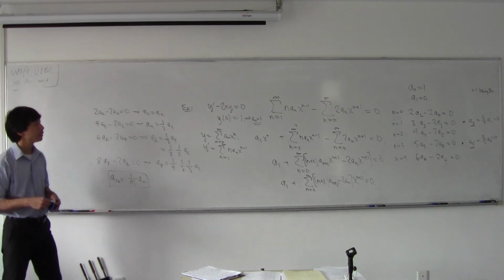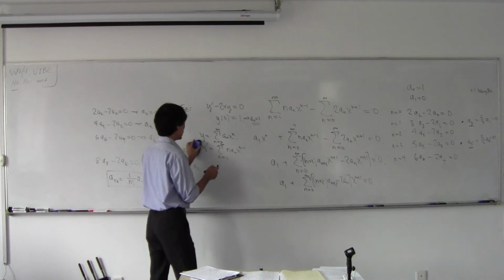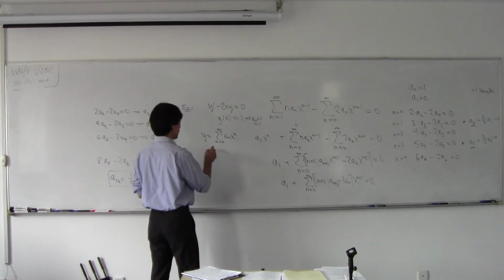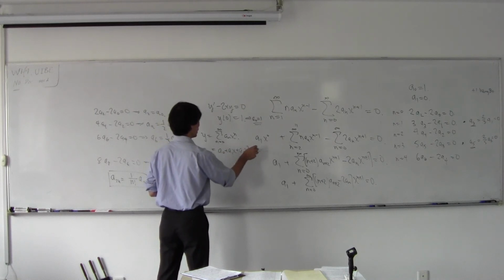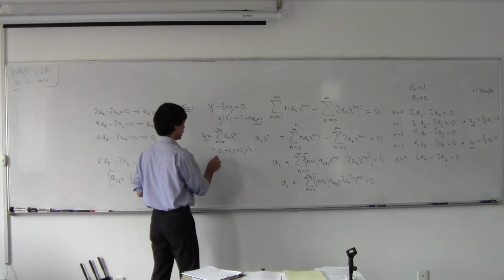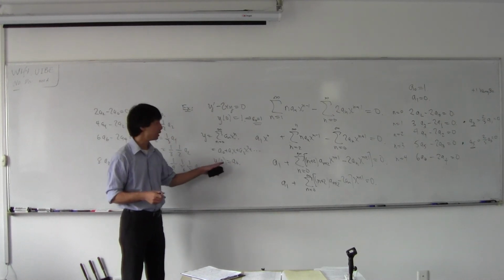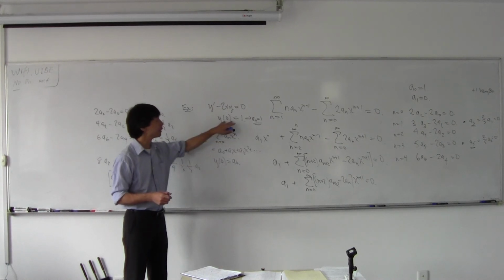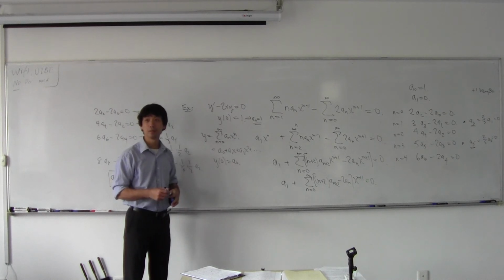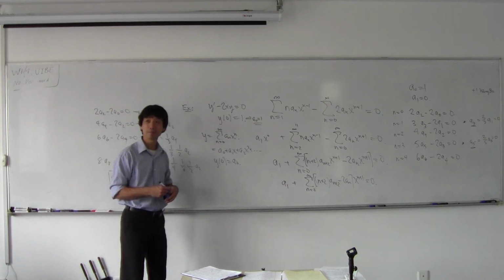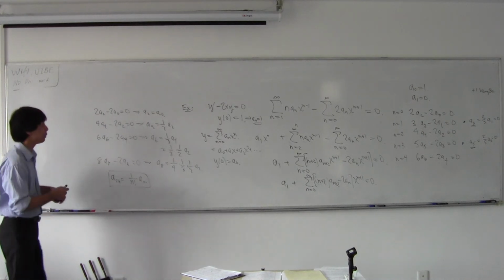So y is A0 plus A1x plus A2x squared plus and so on. So y at time 0 is A0, and we're given that y(0) is 1, so that tells me that A0 must be 1. Okay?